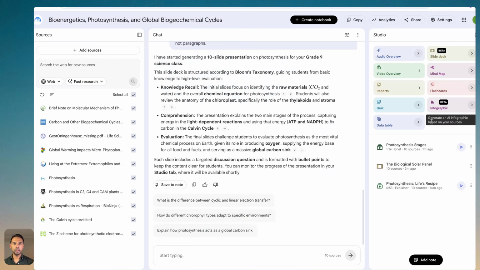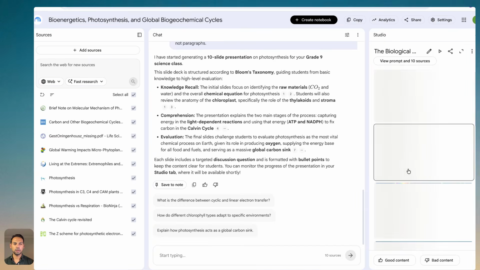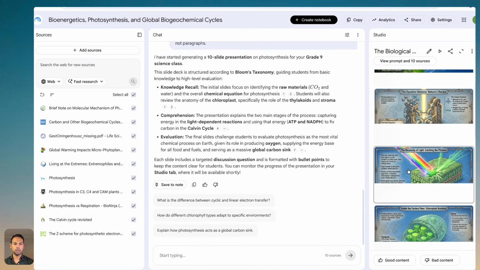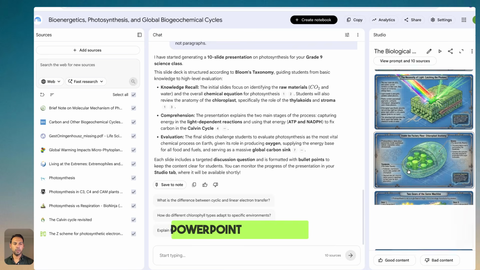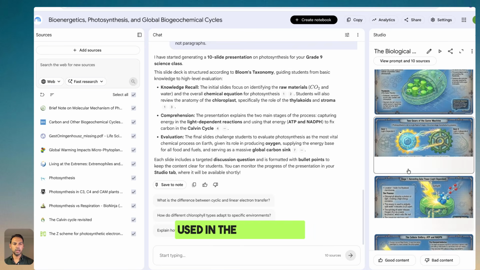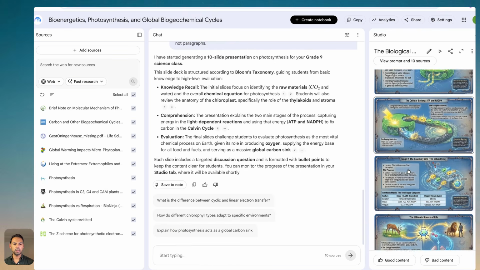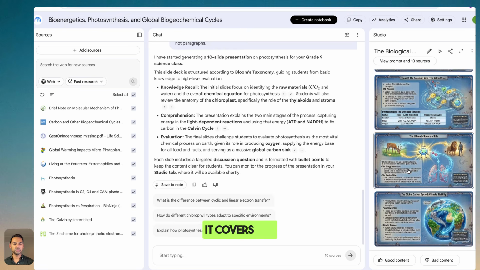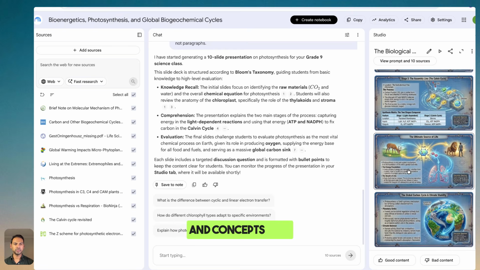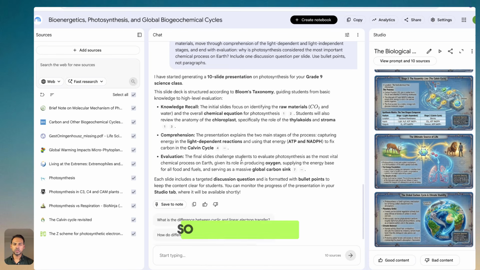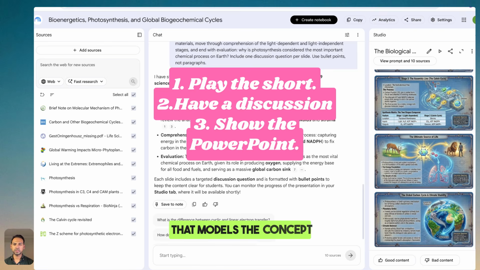That would be your short. Now, students have the concept visually. They are ready for the detail. Let's click on the PowerPoint. So this was a generated PowerPoint that can be used in the classroom with your students. It covers all the important topics and concepts that you had highlighted in your summary over here. So you've got a short that models the concept and a PowerPoint that breaks it into smaller steps.